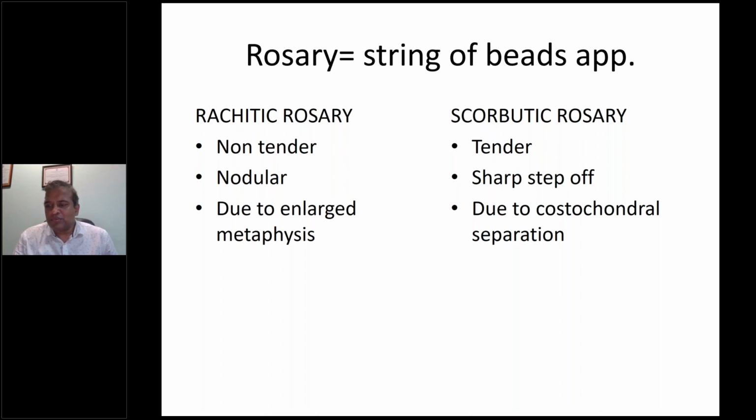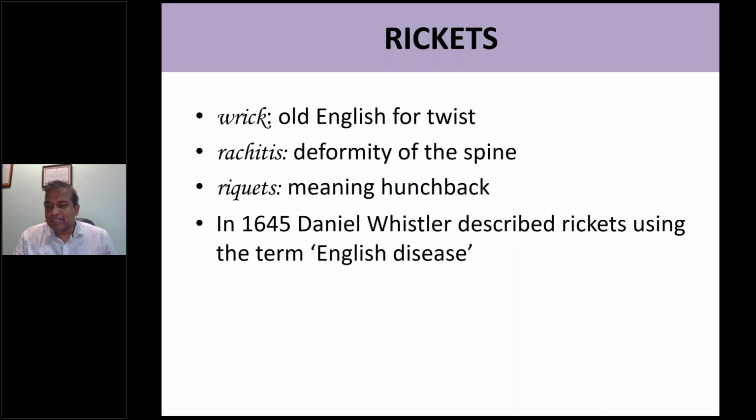So now we proceed to rickets. Rickets comes from an old English word known as twist, and rachitis means deformity of spine. So rickets actually means a hunchback deformity of the spine. It is otherwise known as English disease, as described by Daniel Whistler early in the 16th century.